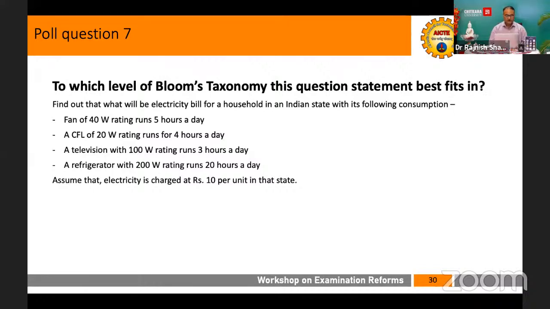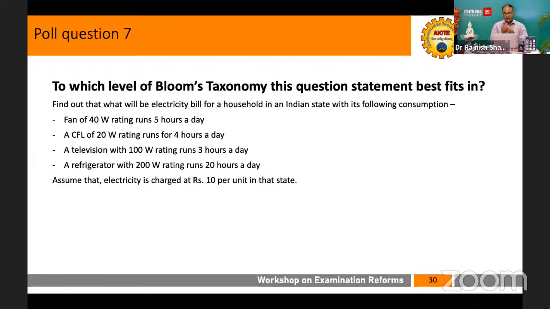To which level of Bloom's taxonomy does this question best fit now? Find out what the electricity bill will be for an Indian household with the following consumption. It's a kind of numerical statement. The electricity bill for an Indian household is required to be found out, where a fan of 40 watt rating runs 5 hours a day, a CFL of 20 watt rating runs 4 hours a day, a television with 100 watt rating runs 3 hours a day, and a refrigerator with around 200 watt rating runs 20 hours a day. Assume that electricity is charged at rupees 10 per unit in that particular state. So which level of Bloom's taxonomy does this question best fit? Is it remembering, understanding, applying, analysis, evaluating, or creation? Think yourself.